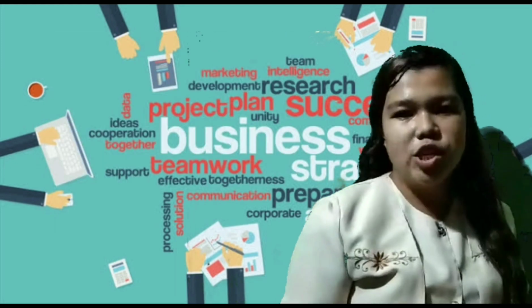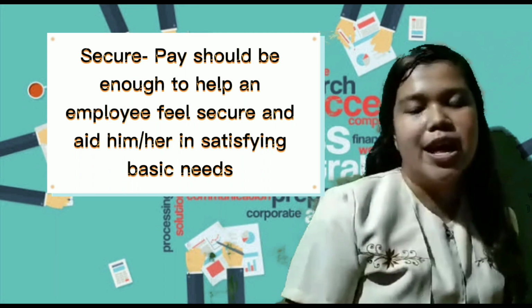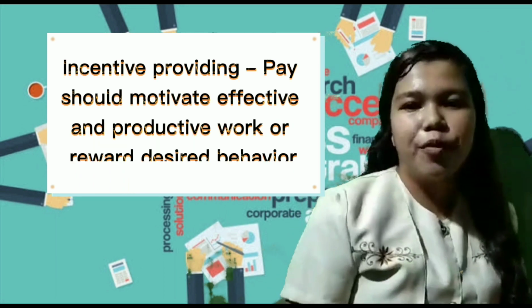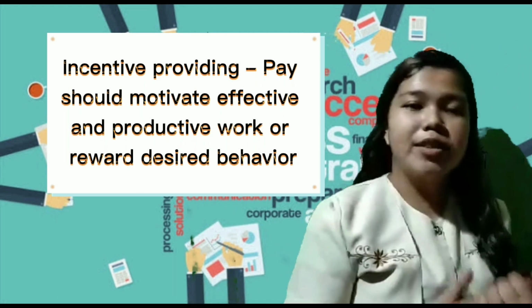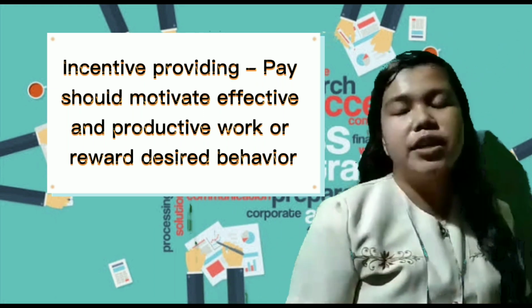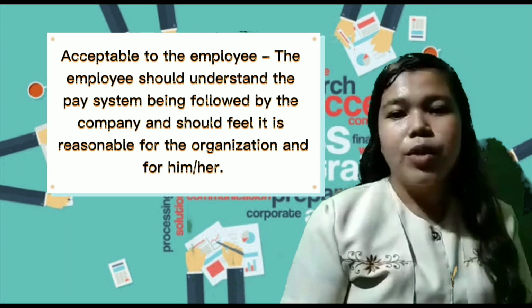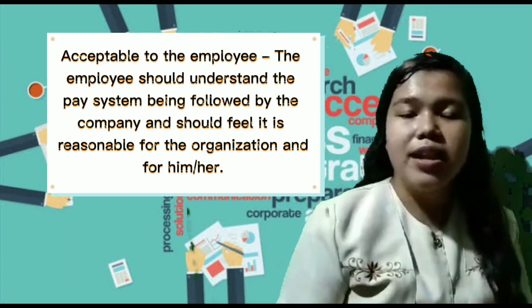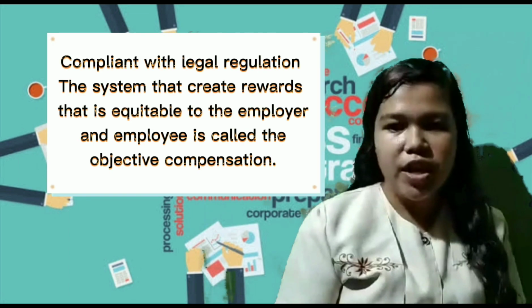The next is secure. Pay should be enough to help an employee feel secure. Number 6 is incentive providing. It means pay should motivate effective and productive work or reward desired behavior. Number 7 is acceptance to the employee. So the employee should understand the pay system. Number 8 is compliant with legal regulation.